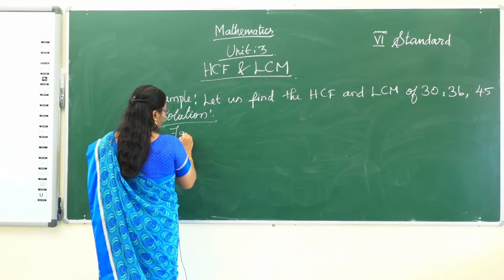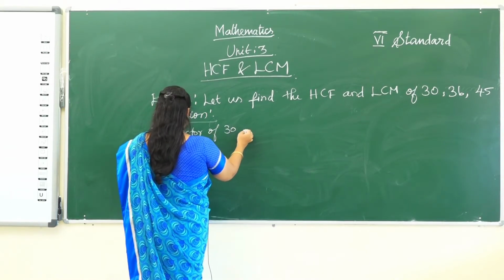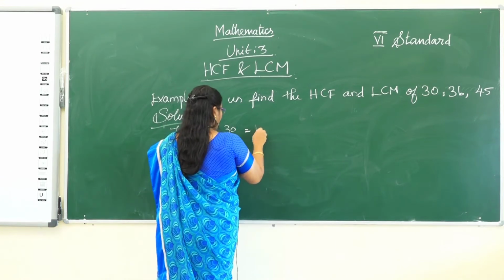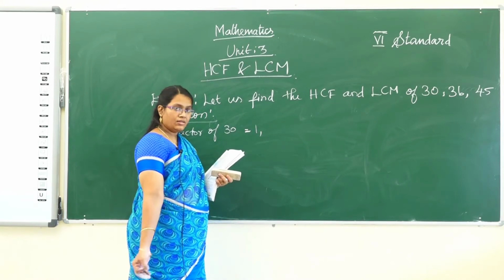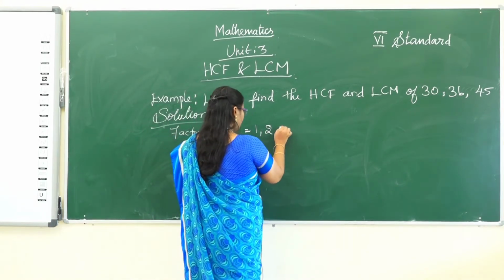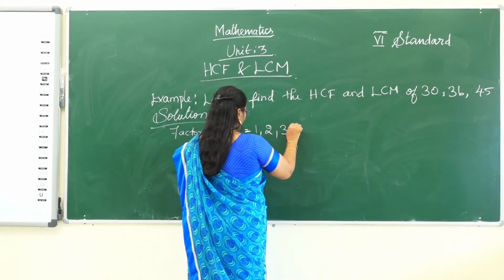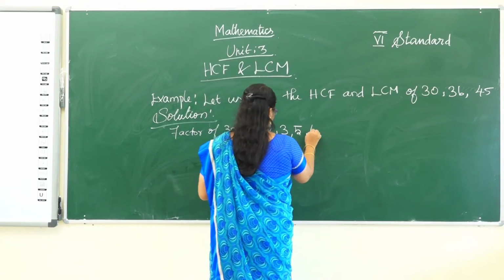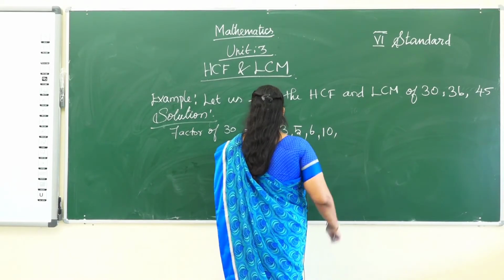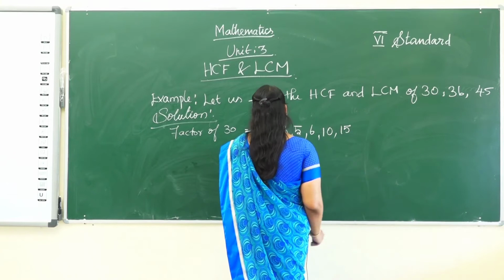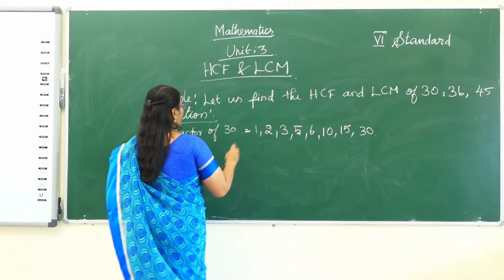So the factors of 30 first. Divided by 1 we get the remainder as 0, and 2, 3, 4 is not possible, is it? And 5, 6. 6 5s are 30, and then 10, and then 15 2s are 30, 30 1s are 30.